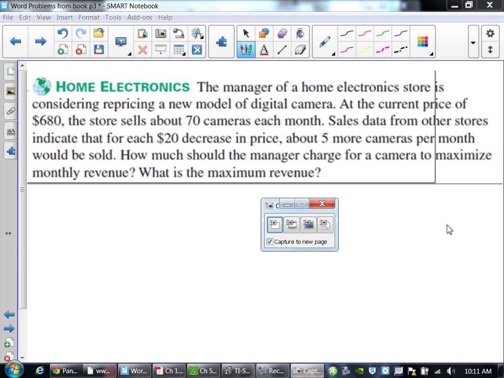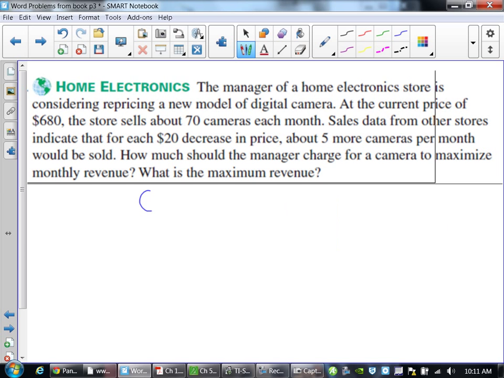So you have cost and sales. Your initial cost was $680. At $680, how many did you sell? 70. Good.